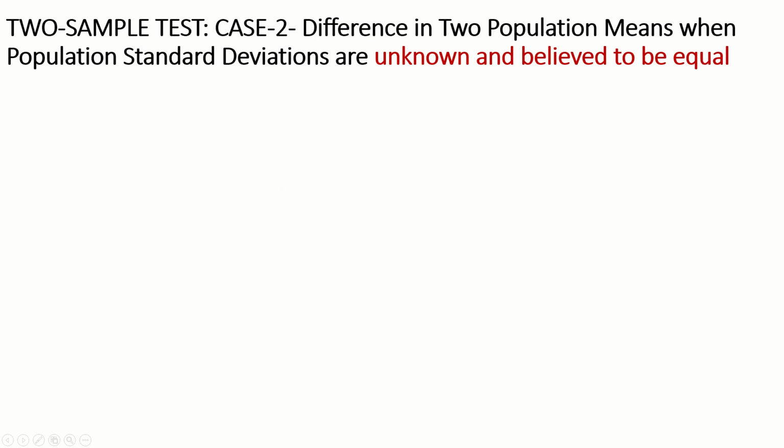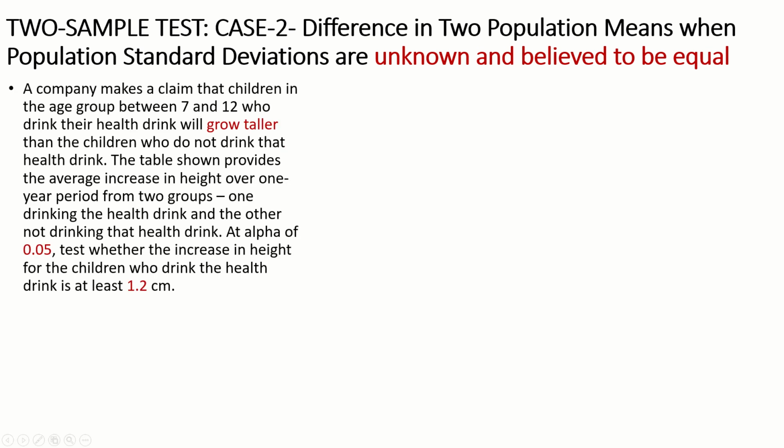So, case 2 is all about this difference in two population means when population standard deviations are unknown. That means instead of having the data on population standard deviations, we will be given the values of sample standard deviations. So this is the case that we are going to handle.